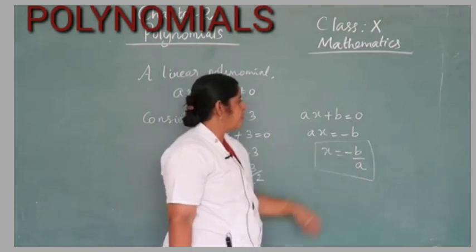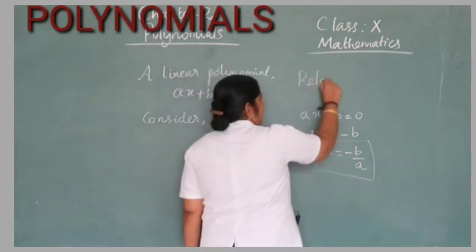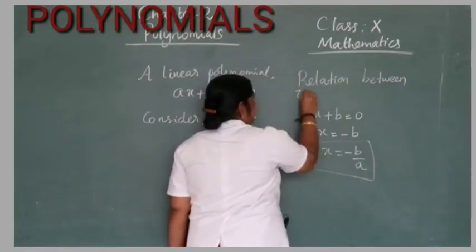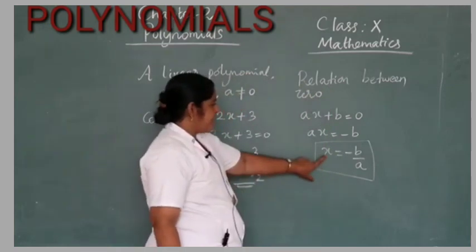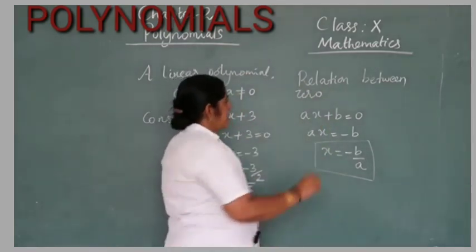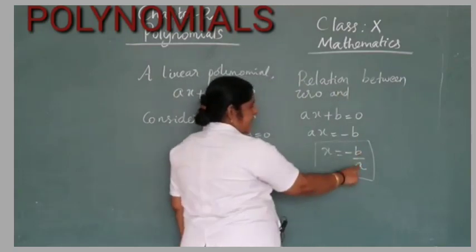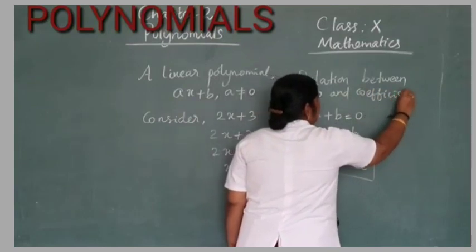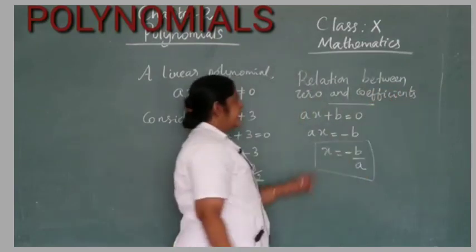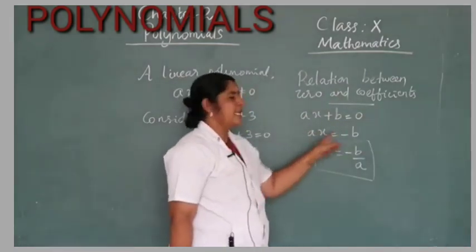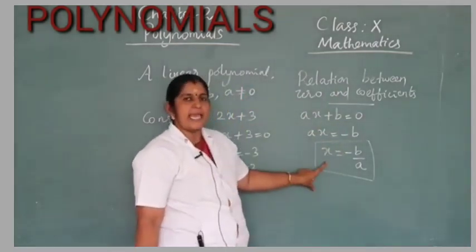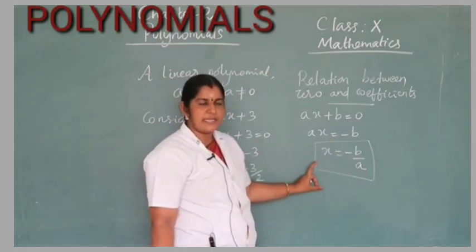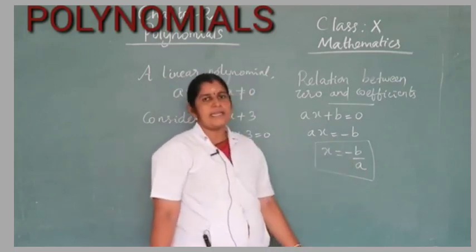So this gives you the relation between the zero and the coefficients. Zero means this value of x. So x is the zero of this linear polynomial. And what are this a and b? They are the coefficients. So we will get the relation between the zero and coefficients of this linear polynomial. So what is the relation? x is equal to minus b by a. So this gives you the relation between zero and coefficients of a linear polynomial.